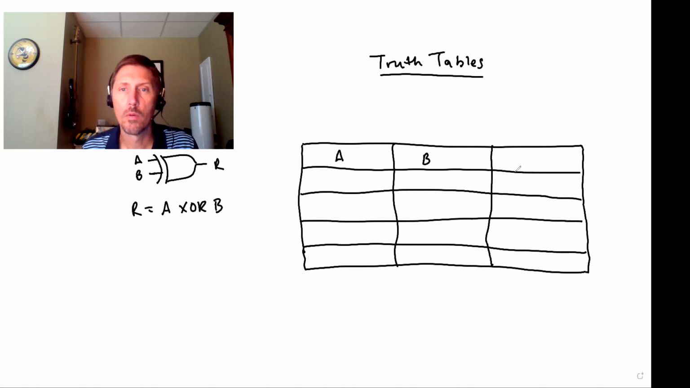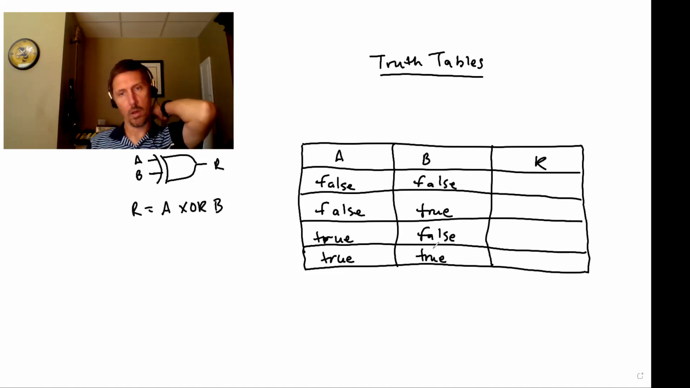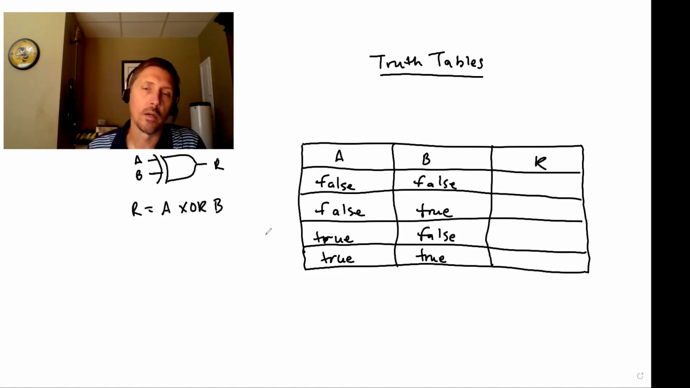Up top here, we're going to have columns that represent the values of A, B, and R. We'll start with a false for A and a false for B. All the possibilities are going to be represented like this: false false, false true, true false, or true true. Those are the only possible inputs, the only values that A and B could represent.